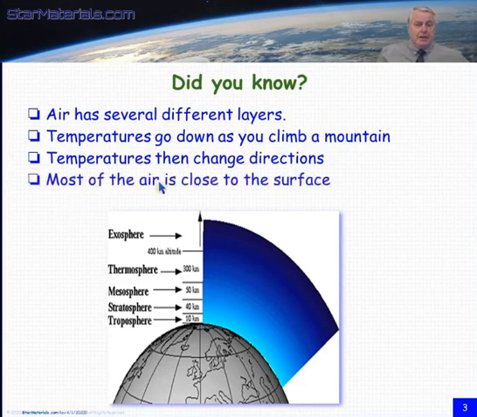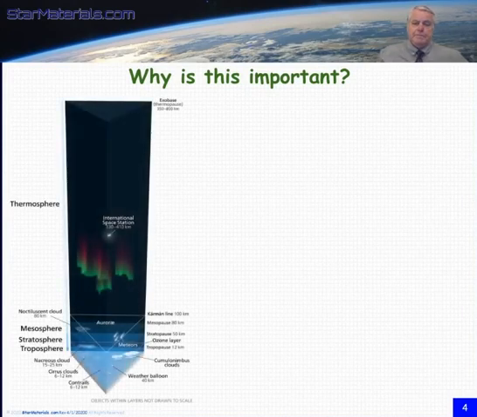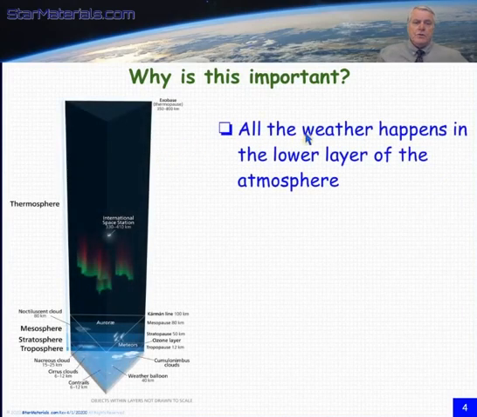Did you know most of the air is close to the surface? Why is this important? Well, all the weather happens in the lower layer of the atmosphere. That's way down here. Here's a triangular section of the atmosphere. We're down here at sea level. And that's where all the weather happens, in the lowest part of the atmosphere, the troposphere.